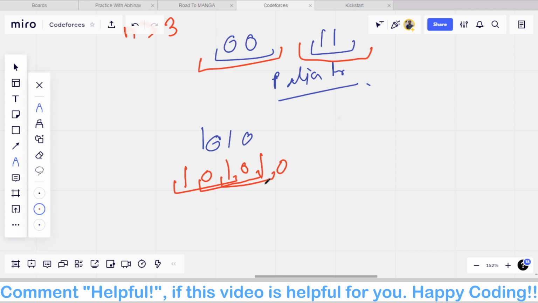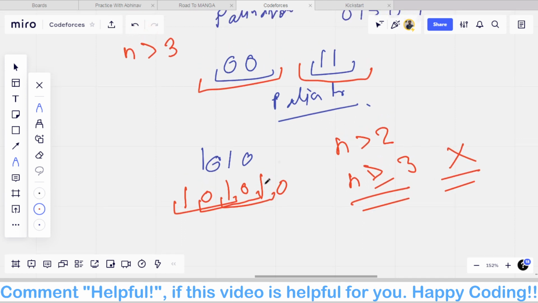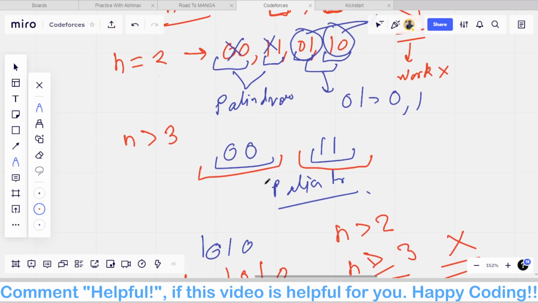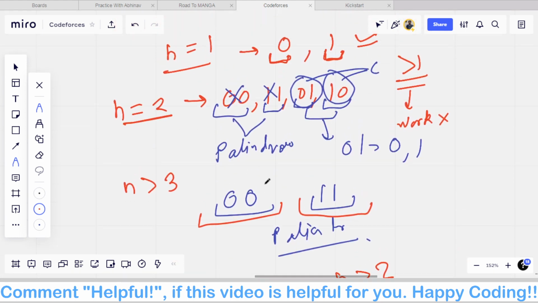It means whenever the length of a string is greater than or equal to 3, in all those cases the algorithm will not work correctly. But when n is equal to 2, the size of the string is 2, then for two such strings the algorithm will work, and for n equal to 1 the algorithm will always work. This is the basic logic behind the problem.